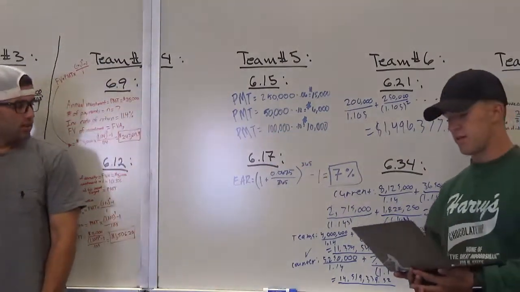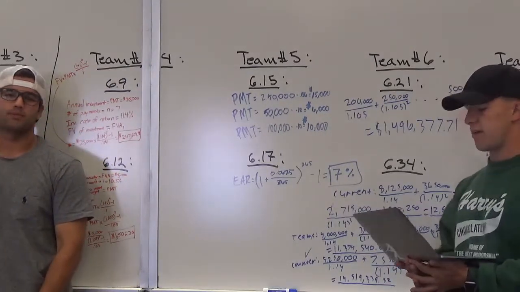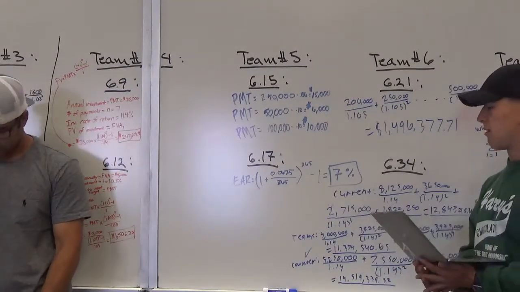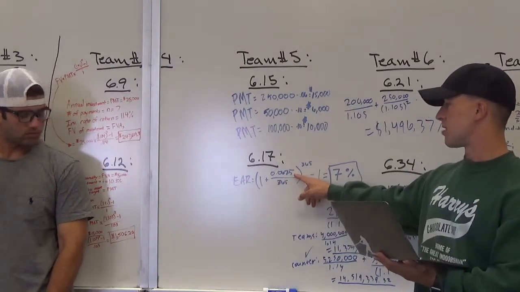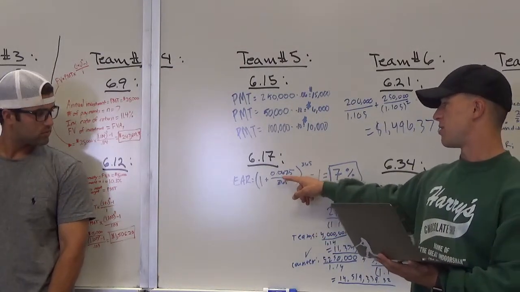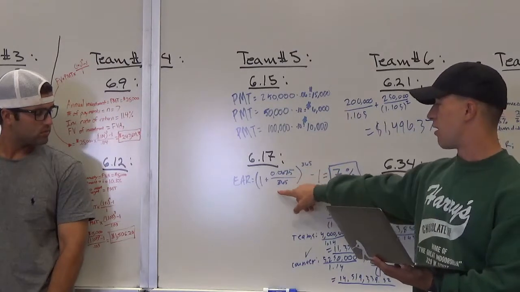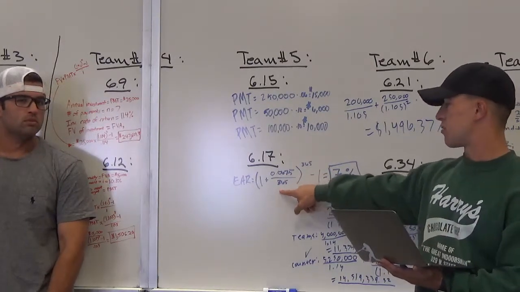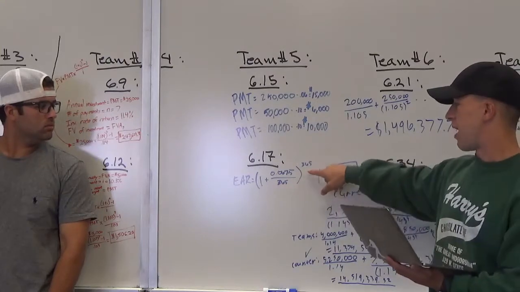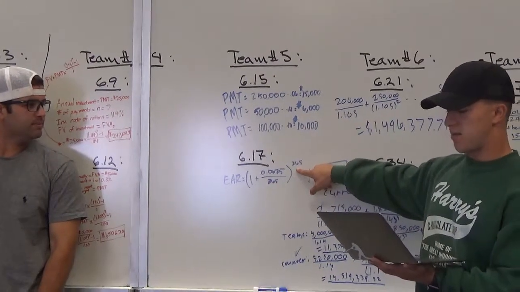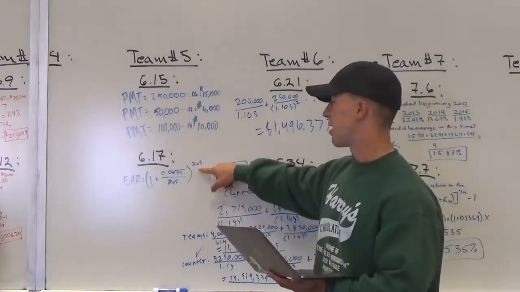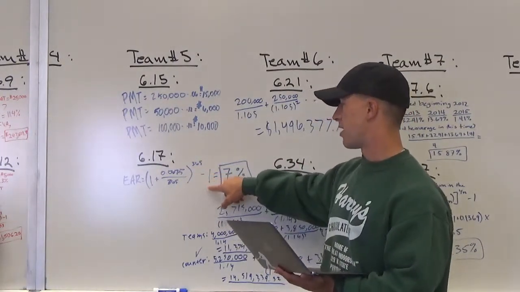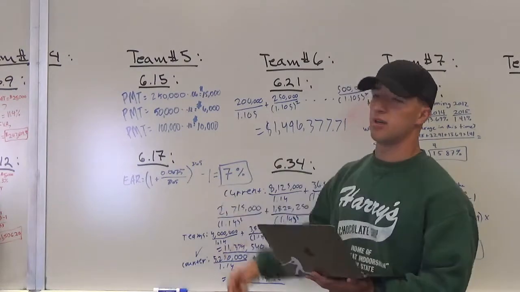For 6.17, finding the effective annual interest rate, the equation for this would be 1 plus the interest rate, which is 6.75% or 0.0675, over the frequency, which is 365 days, to the power of 365, again the frequency, which is 365 times 1, minus 1, and you get 7% embedded into that equation.